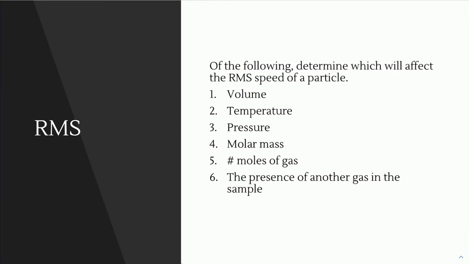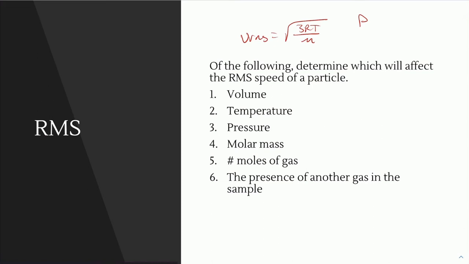Another question they may ask you regarding the RMS speed is what affects the RMS speed? And you just really have to know this equation, and it will tell you everything. So it says, of the following, determine which will affect the RMS speed of a particle. Here's a hint. If it's not in the equation, it's not going to affect the RMS speed. Even if you're thinking, oh, well, what about the ideal gas law? If P goes up, then T goes up, and if T goes up, then RMS speed goes up. That's not how it works, okay?